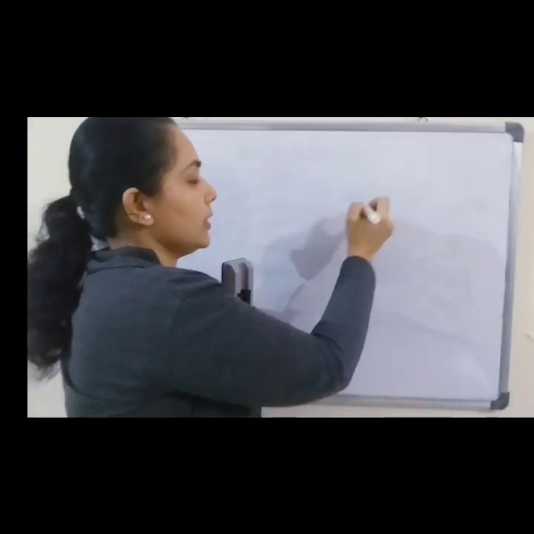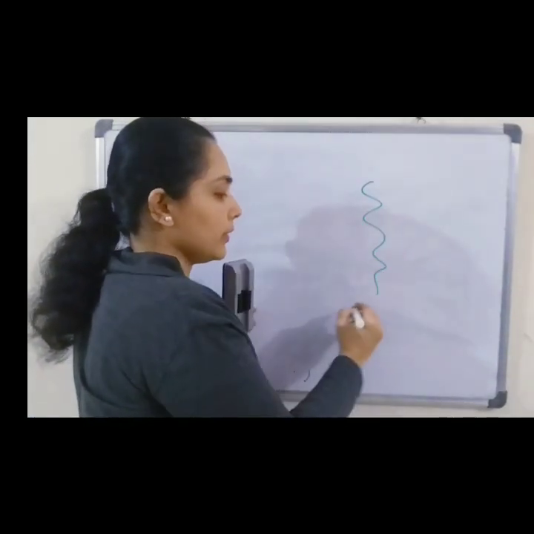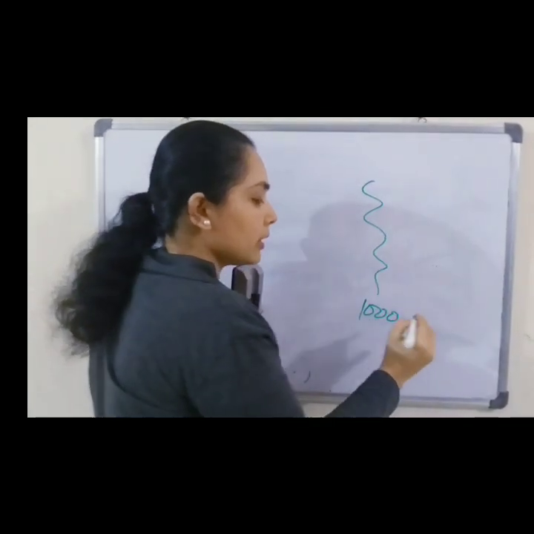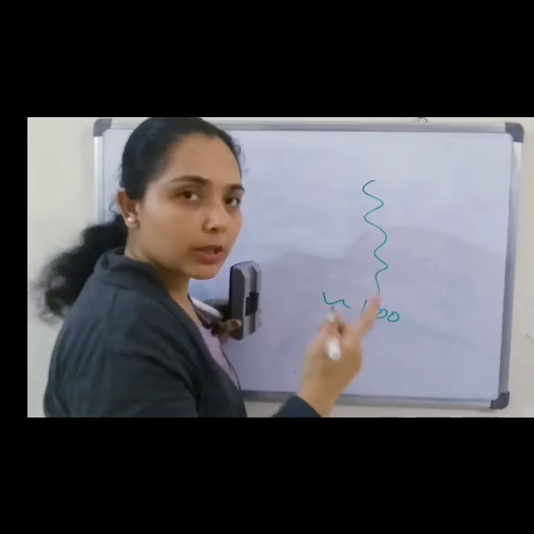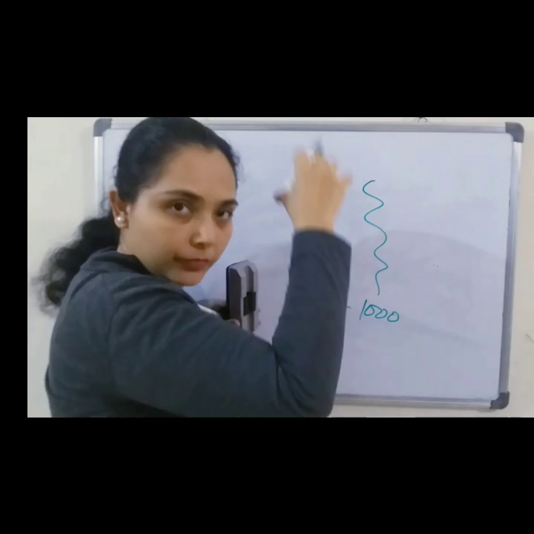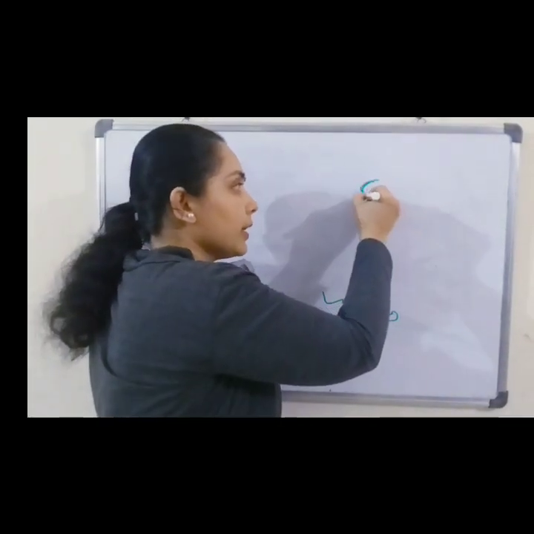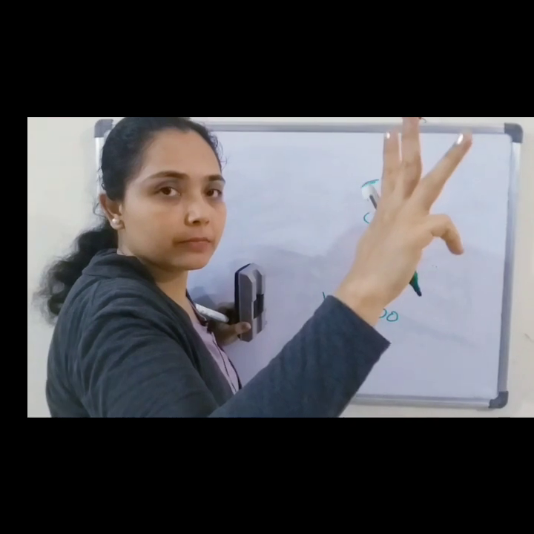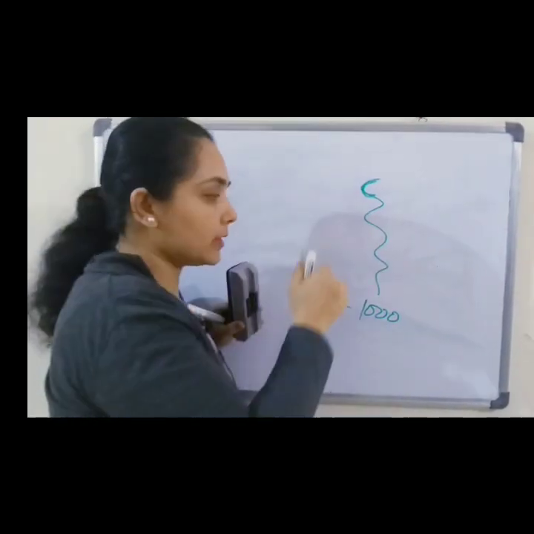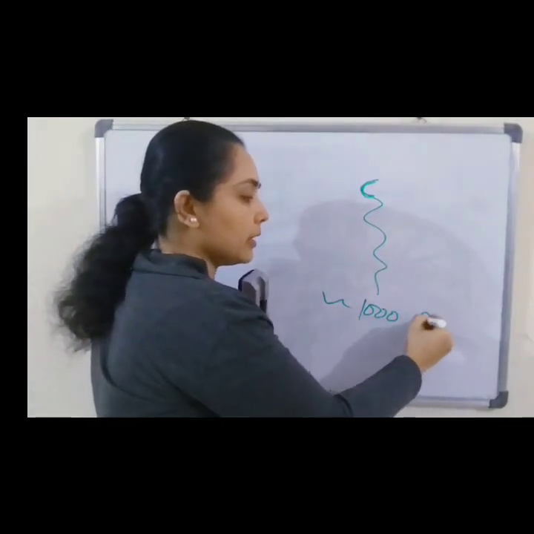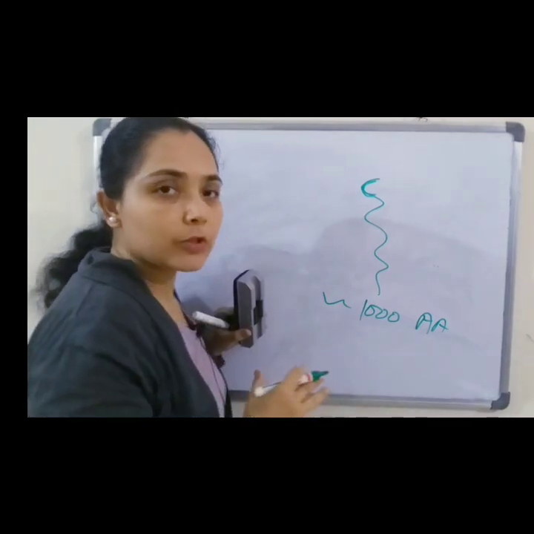This individual chain has approximately 1000 amino acids in one polypeptide chain, and each turn has 3 amino acids. Around 1000 amino acids are present in the individual polypeptide chain.